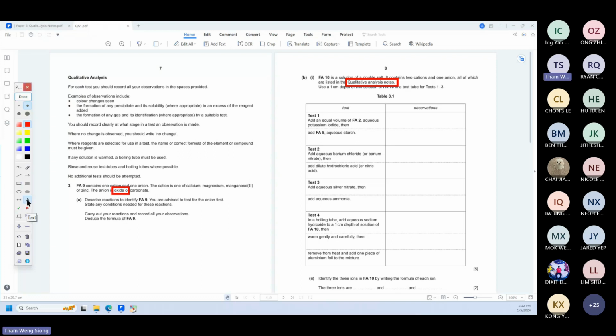I'll give you guys a few minutes, maybe 2 or 3 minutes. I want you guys to read through this QA one and then just do a brief note of description only. So for example, this one is testing for sulfate, sulfide. This one, testing for halide. So I want you guys to try to guess how you want to handle this and then have a preliminary plan before you attempt the question.